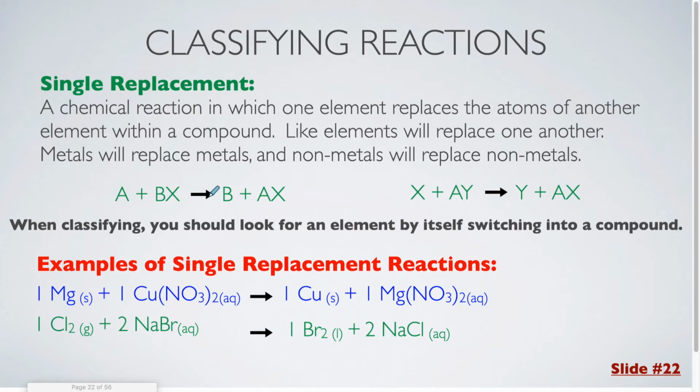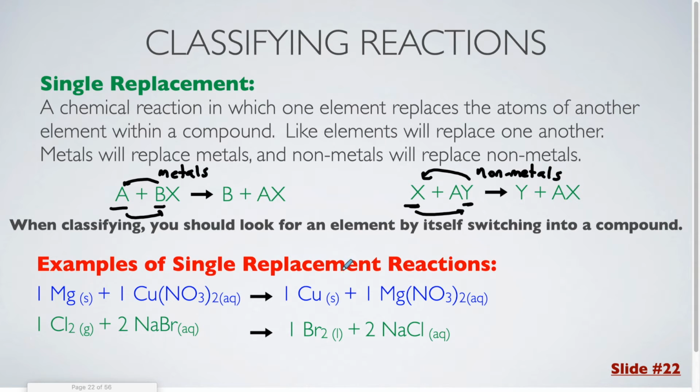So because of that, I have two versions of that generic equation here. We have element A and element B, and they're going to switch places with one another. Since they are the first element listed, this would be an example of metals switching places. Here I have X and Y switching. And since Y is the second element listed, this would be an example of nonmetal switching.